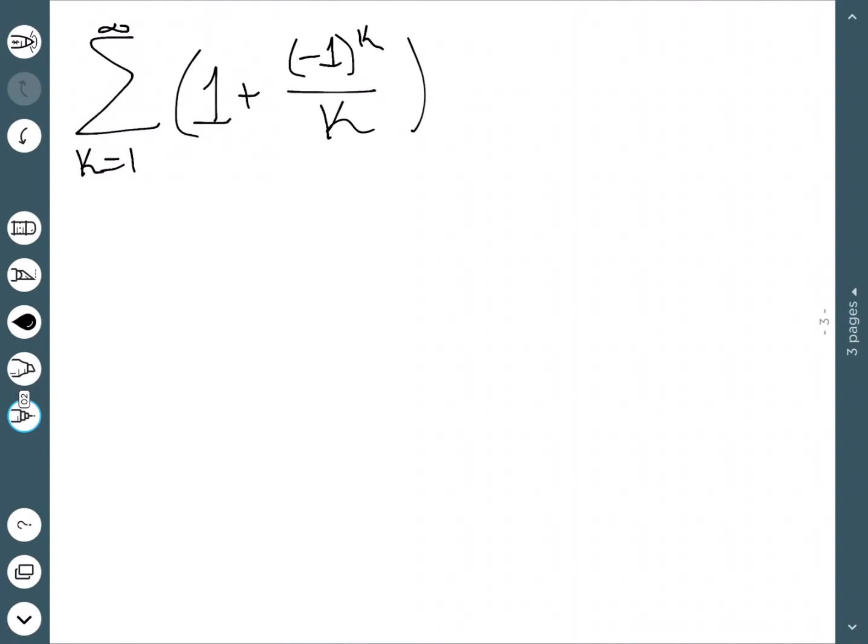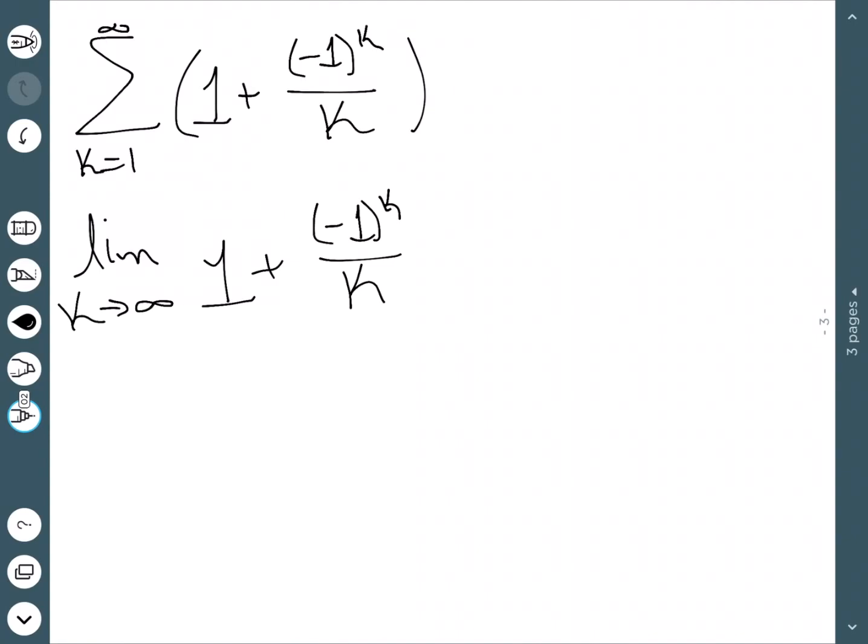So I'm able to definitively say that this series will diverge. For our next example, we want to look at the sum from 1 to infinity of (1 plus (-1) to the k) over k. Once again, we're going to take the limit as k goes to infinity of (1 plus (-1)^k) over k. And this (-1) to the k is going to kind of throw things off because it is going to be bouncing between -1 and +1.